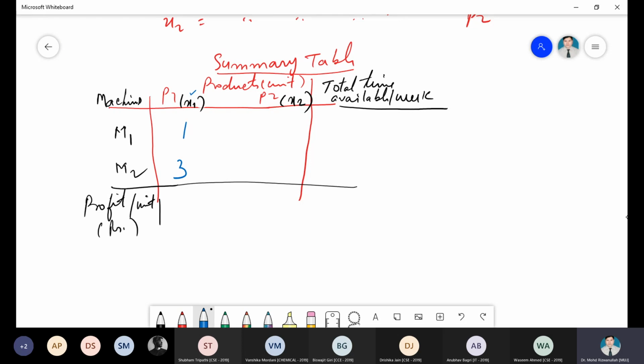Yes? Yeah, who will tell me? 1 unit of P2 requires 2 hours at each of the two machines. Means 2 hours and 2 hours it is required. Make sense? At M1 this X2 requires 2 hours. At M2 it requires 2 hours.